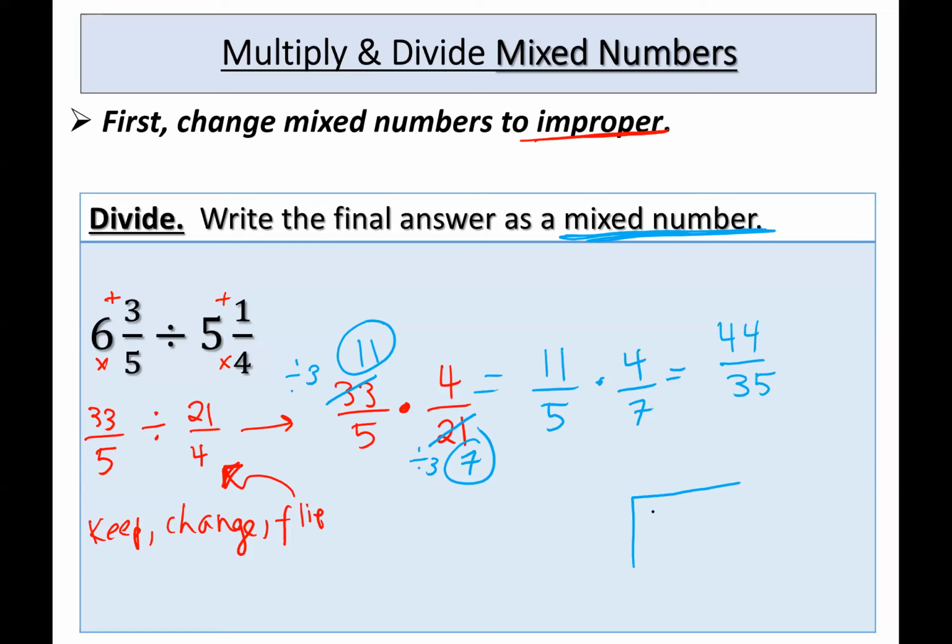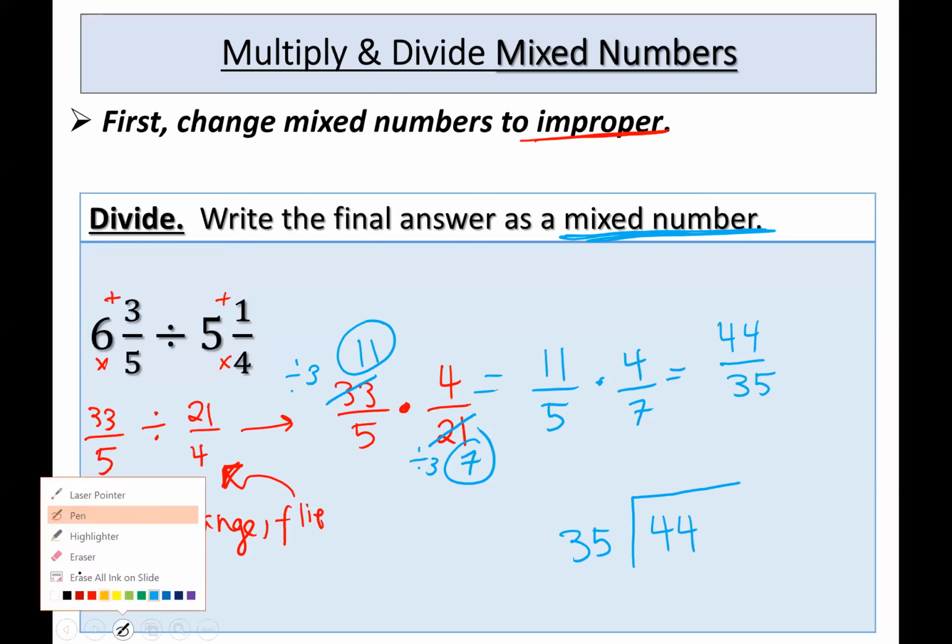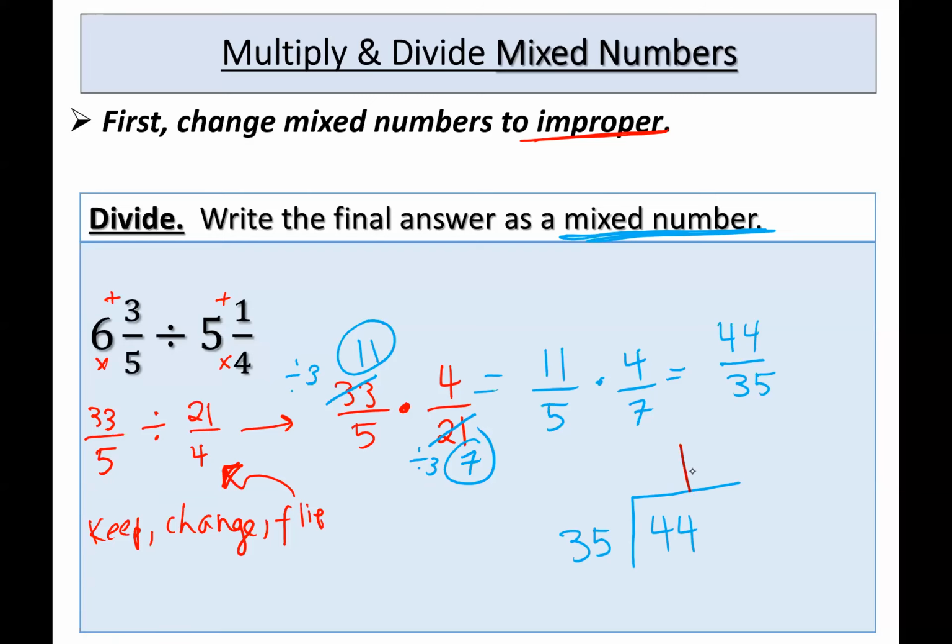So I'm going to divide 44 by 35. Okay, how many times does 35 go into 44? Just once. 35 times 2 is 70. That's way too big. So it just goes in one time. And now when we subtract, we get a remainder of 9. So our final answer is 1 and 9/35. That is our final answer.